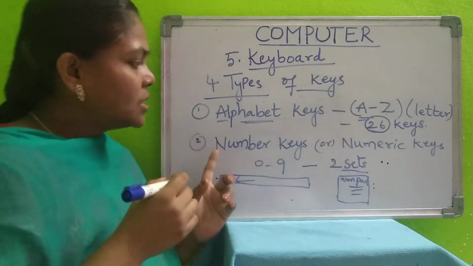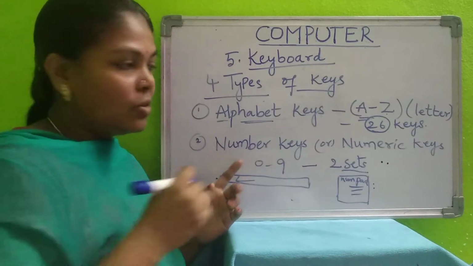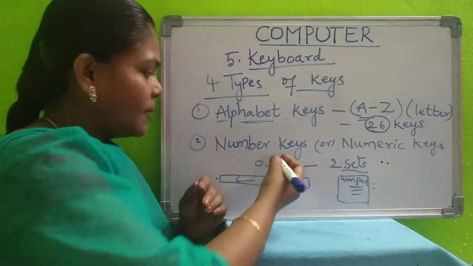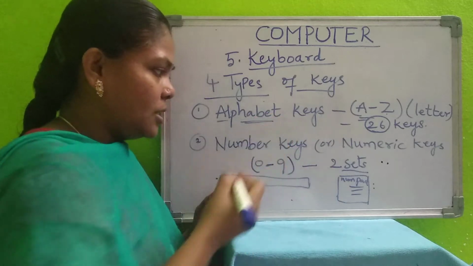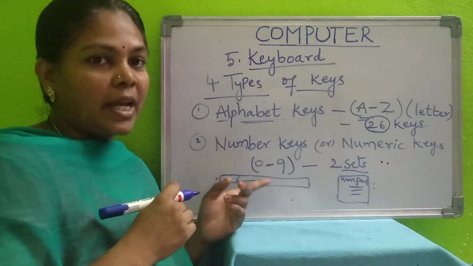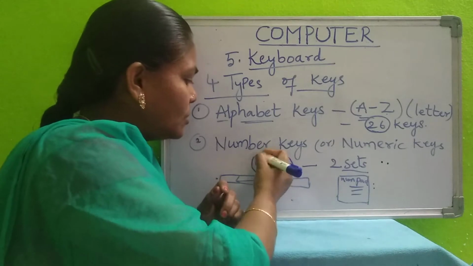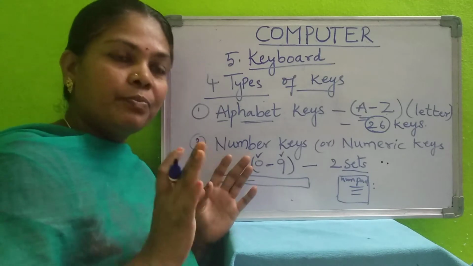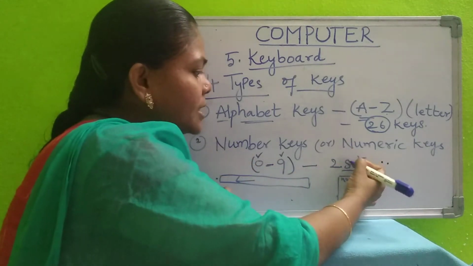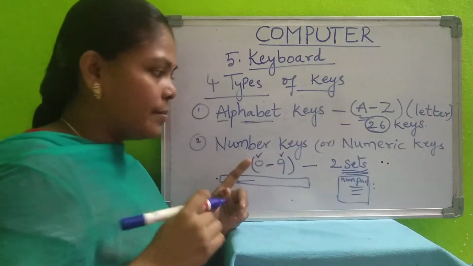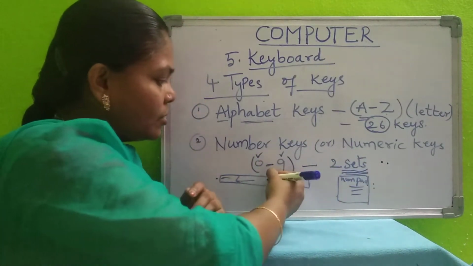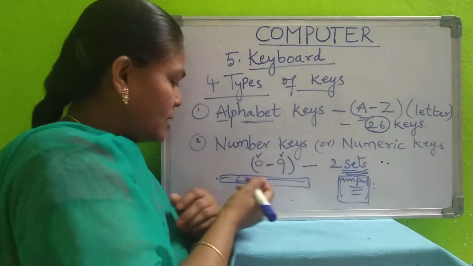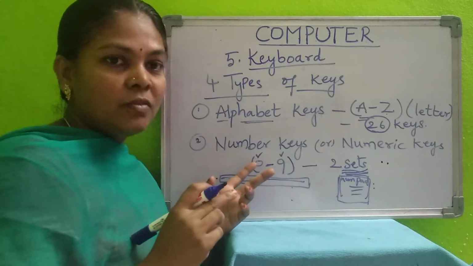So what is the second type of keys? Number keys or numeric keys. These number keys only we will call as numeric keys. So 0 to 9 numbers are there. Total 10 keys. Using these 0 to 9 number keys, we can make number of digits. How much big number you want to type, that number you can type. So how many sets of number keys are there? 2 sets of number keys. One is at the left side on the keyboard, one is at the right side of the keyboard. Numpad, number pad.